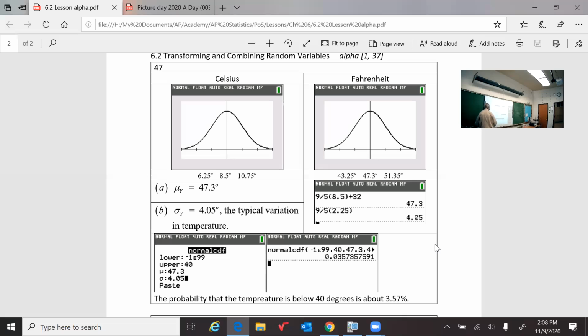If I look at this picture, 40 is over here somewhere. There's not a lot of room in the curve for that to be under 40. With one step, it's 43.25. That's going to be over here. Okay?